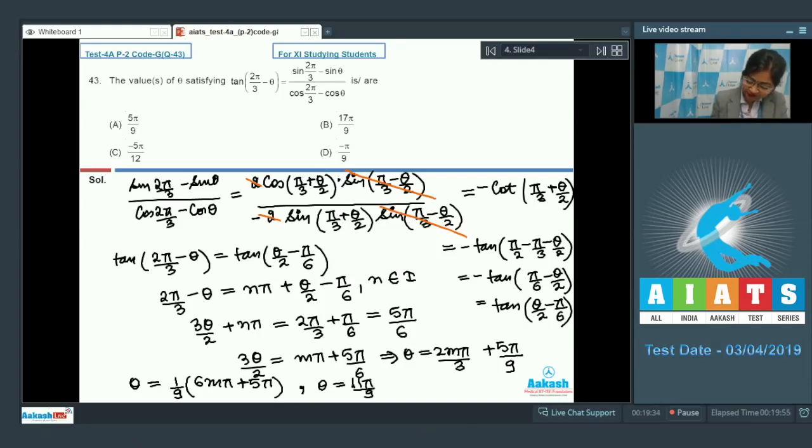And if I put m equal to 2, we will get 12 plus 5, that is 17 pi upon 9, that is given in option number B, so that is correct. And putting m equal to -1, we will get minus pi by 9, that is given in option number D. And if I put m equal to 0, we will get 5 pi by 9. So from the given options, it can be seen that A, B, D are correct options. Minus 5 pi by 12 is not the solution of the given equation.